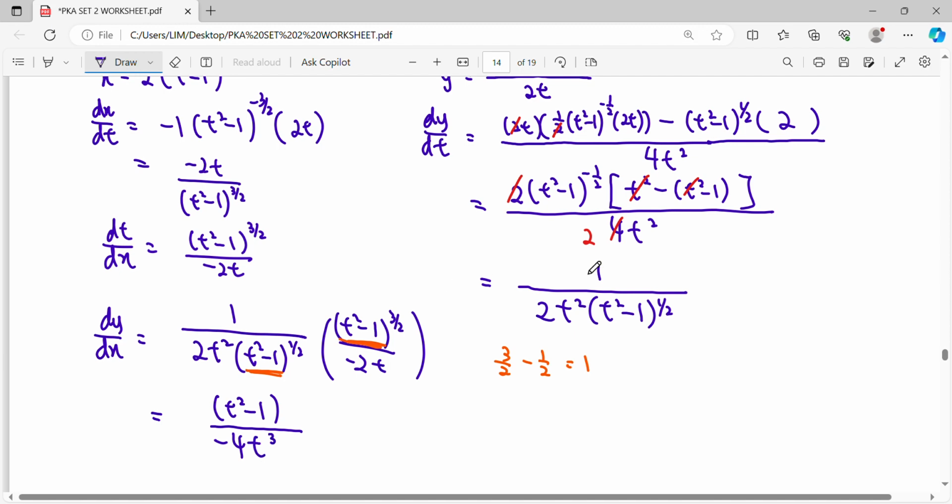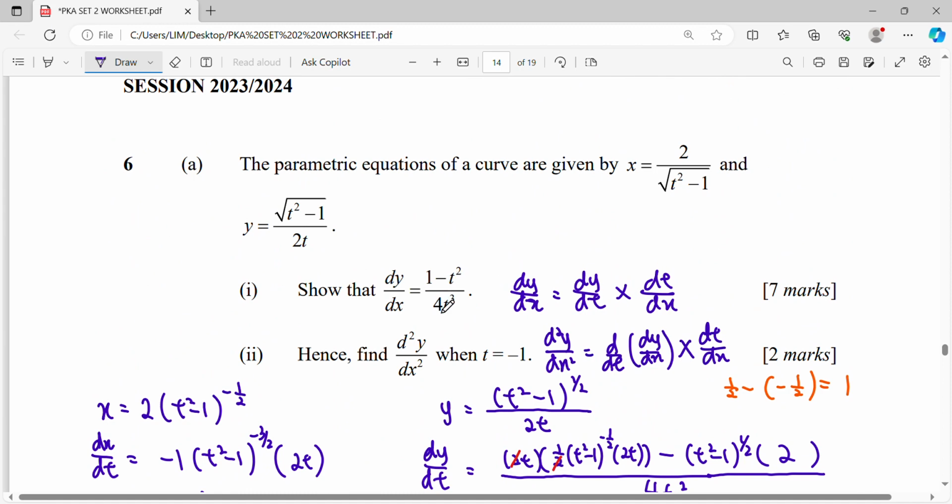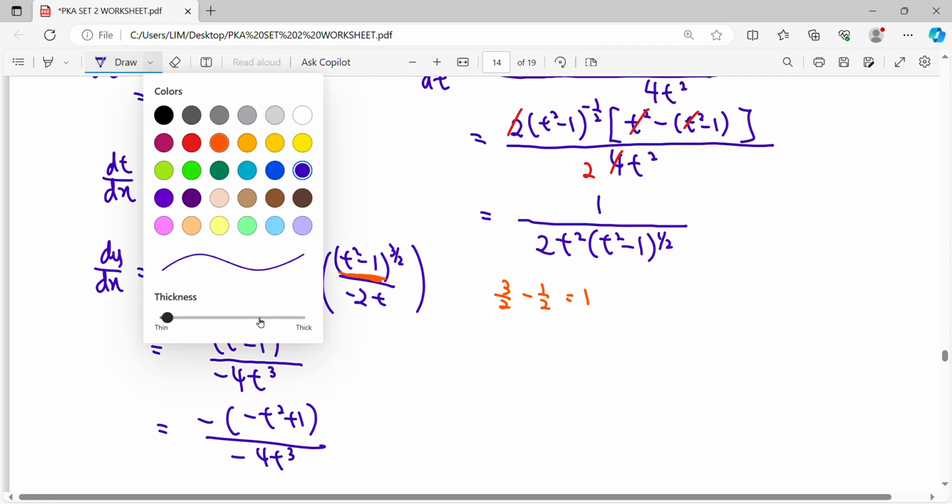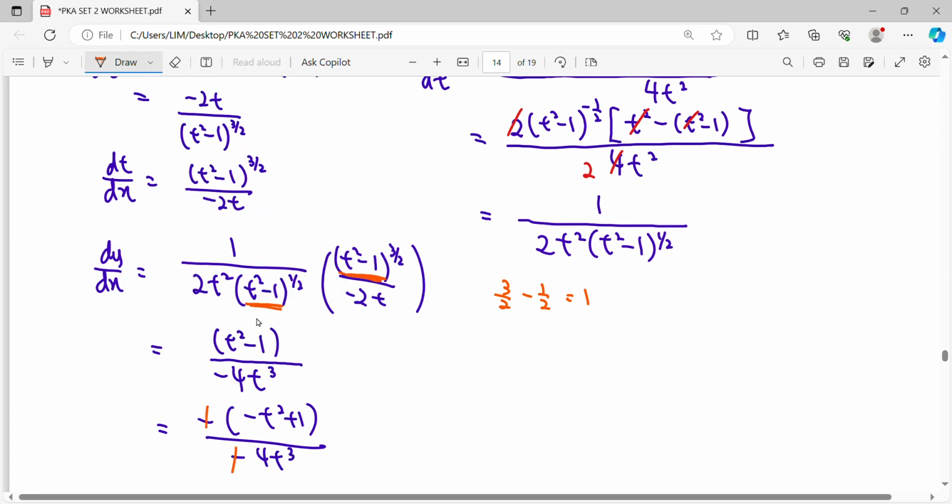So what they ask us to show. Alright, so just simplify the negative, but don't simplify like this. We still have a negative, haven't simplified. So take out the negative. When you take out the negative, it becomes negative t squared plus 1. Then the negative can be simplified. So you will have 1 minus t squared over 4t cubed, as you need to show.